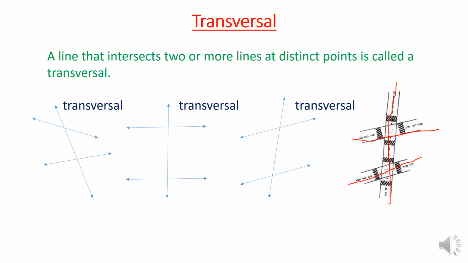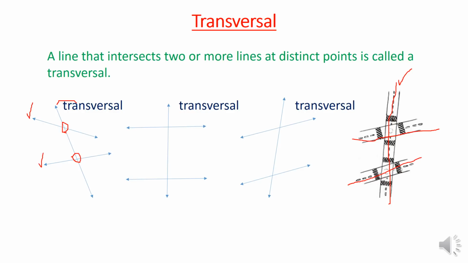So, this gives the idea of a transversal, which is one common road intersecting the other two roads. This type of figure gives the idea of a transversal. A line that intersects two or more lines at distinct points is called a transversal. Here, this is the first line, this is the second line, and it is intersecting at two distinct points. This is the first point and this is the second point. So, this line is called a transversal.